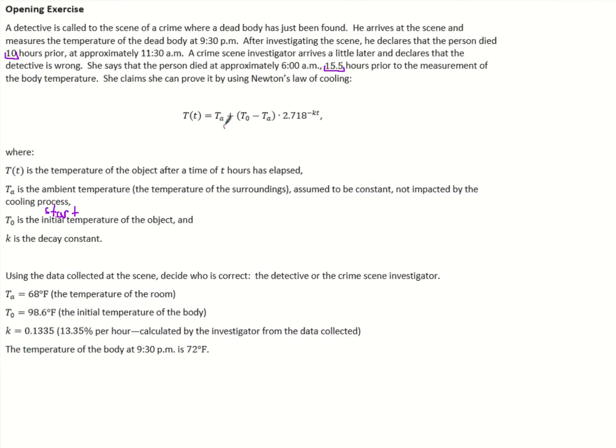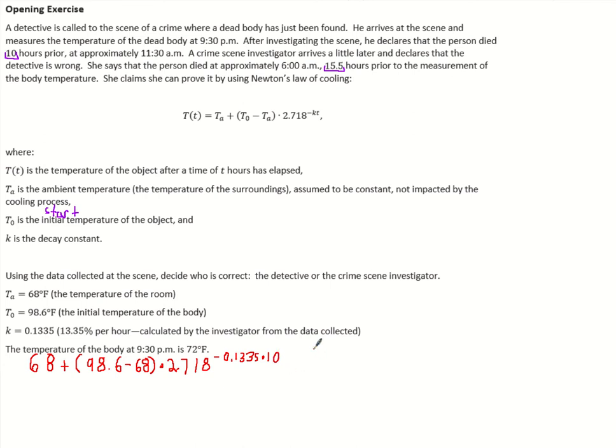So T sub A, the temperature of my room, is going to be 68 plus 98.6 minus 68, times 2.718 raised to the negative k, which is 0.1335, times t. So for our first person, our detective, that t is going to be 10.